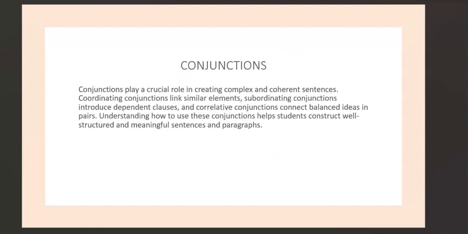So just to conclude, conjunctions play a very crucial role in creating complex and coherent sentences. Coordinating conjunctions link similar elements. Take keynote of this again: coordinating conjunctions link similar elements. Subordinating conjunctions introduce dependent clauses. And then correlative conjunctions connect balanced ideas in pairs. So understanding how to use these conjunctions helps students to construct well-structured and meaningful sentences and paragraphs. Don't forget about that. So those are the conjunctions that we've looked at, and I hope you understand them.